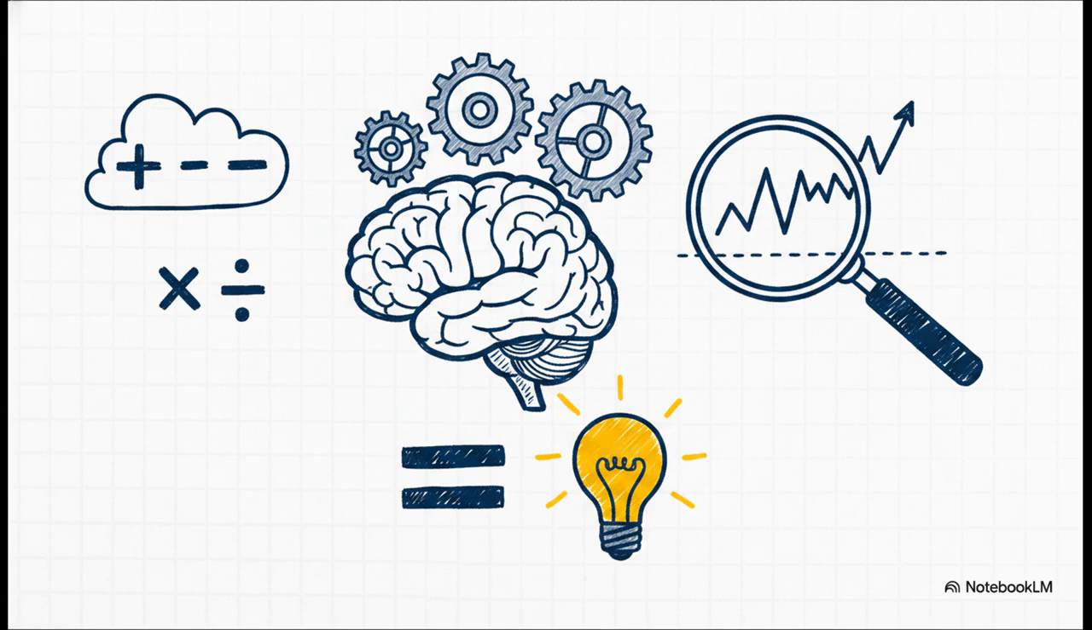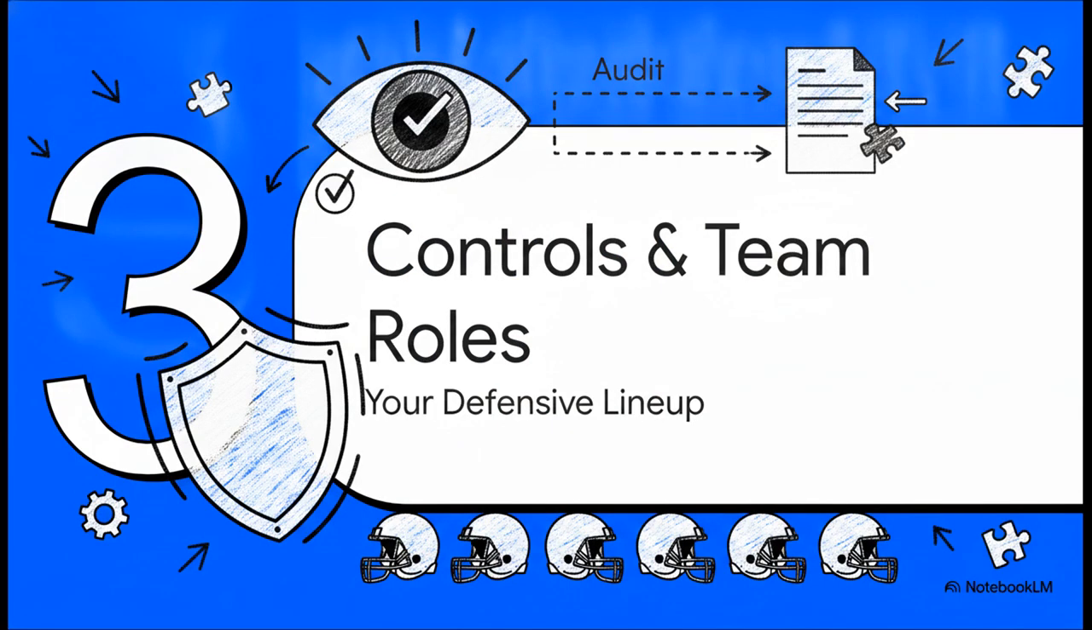If tweaking one tiny assumption alters the whole financial picture, the auditor absolutely needs to see that analysis mapped out. Section 3, Controls and Team Roles. Let's look at your defensive lineup.